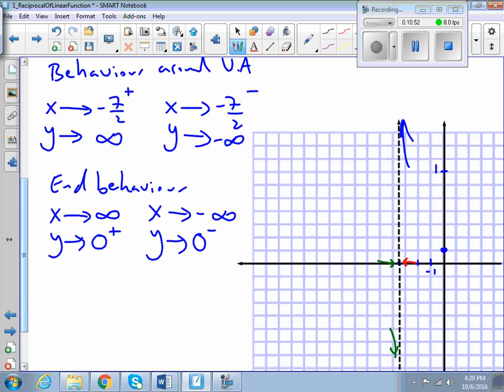So over here, as x approaches infinity, your y approaches 0, slightly positive, and as x approaches negative infinity, you're approaching y from 0 from the negative side, from slightly less. So now I have all the information that I need. I'm just going to connect these together. So make sure that I go, oops, that did not go through my y-intercept. Going to make sure that everything goes through.